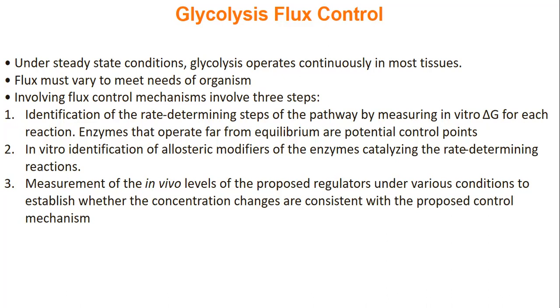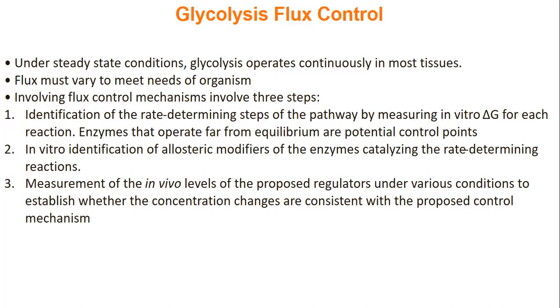And we know from our previous talks this semester, enzymes that are far from equilibrium can be potential control points. Two, we need to know any allosteric modifiers of the enzymes that catalyze the rate determining step reaction. An allosteric modifier is a molecule that is not used up during the reaction, but can speed up or slow down the reaction. So to really understand flux control, we need to know how we make our enzyme go faster, and how we make our enzyme go slower or even stop. That will give us a good idea about flux.